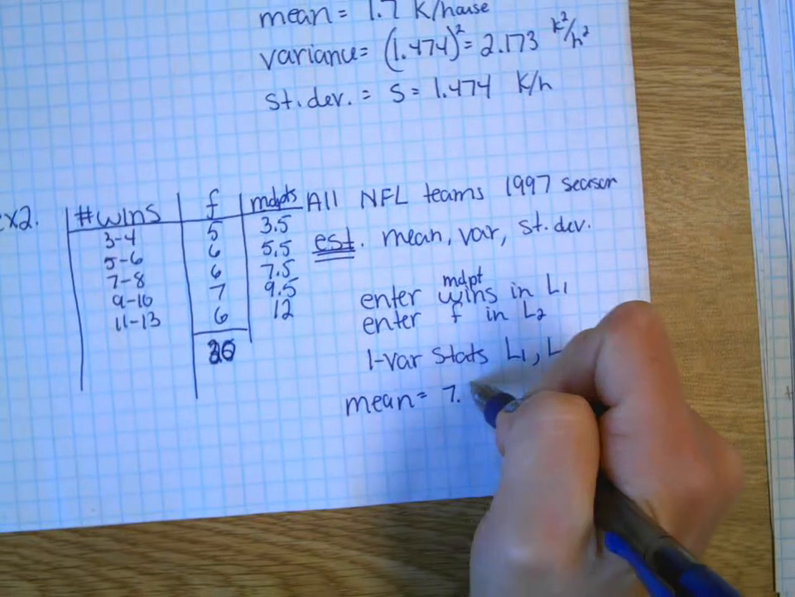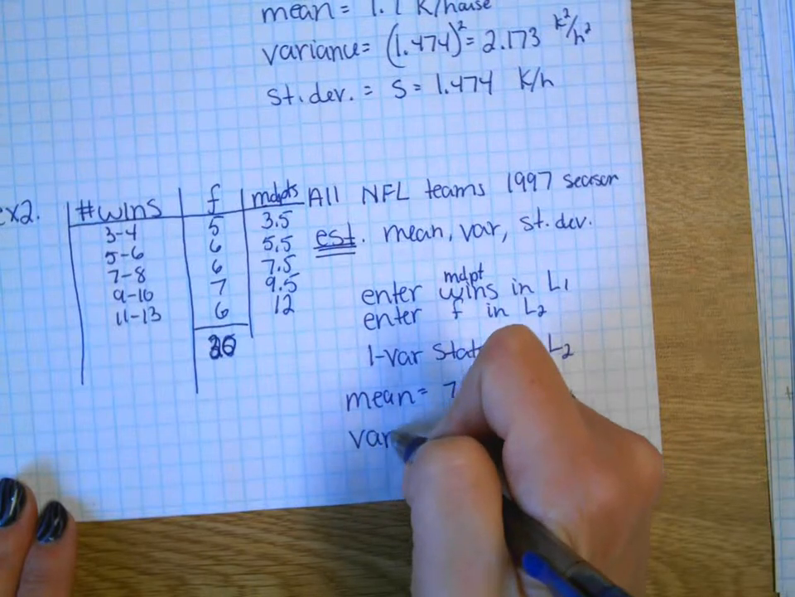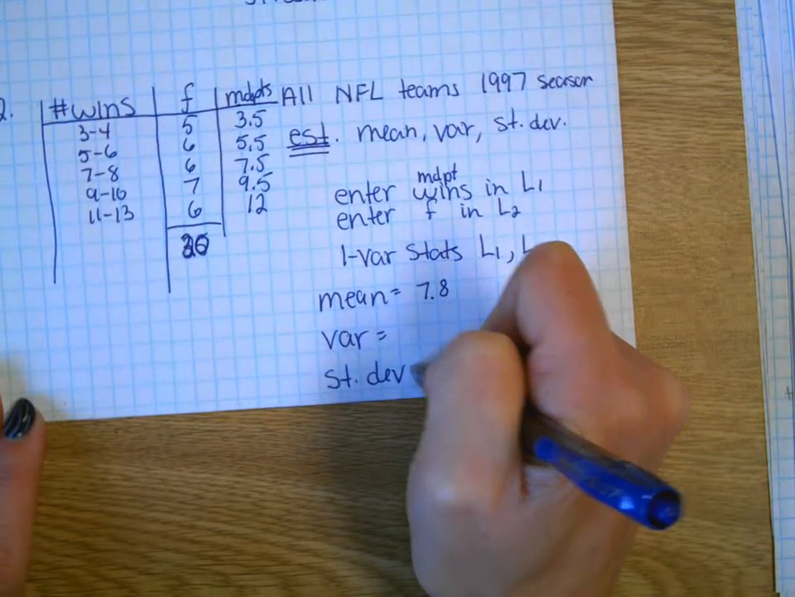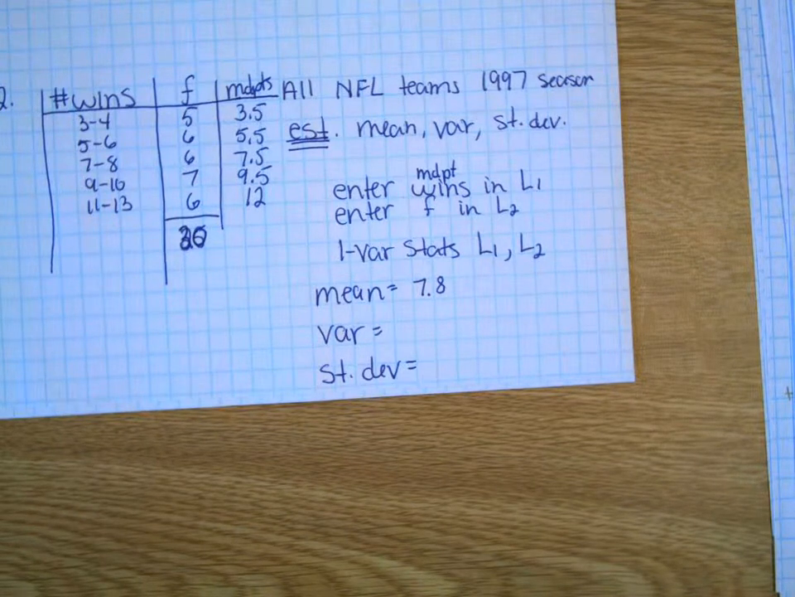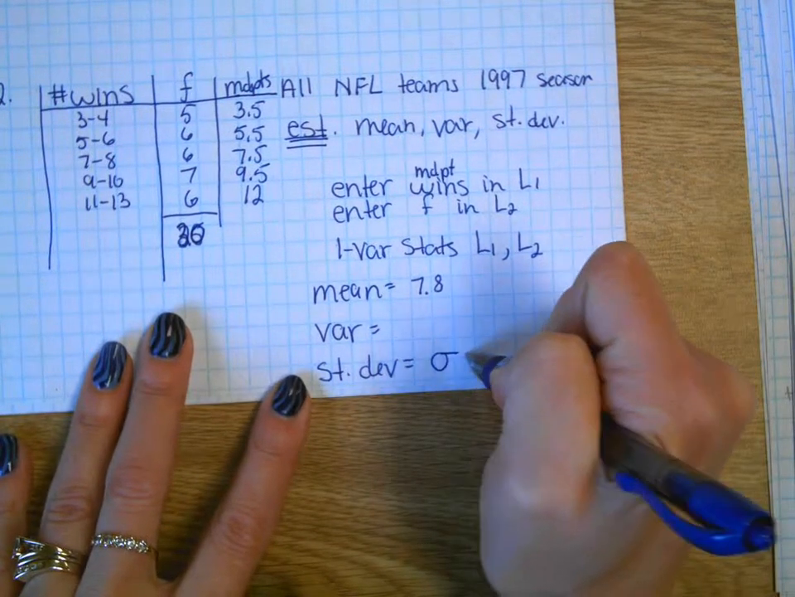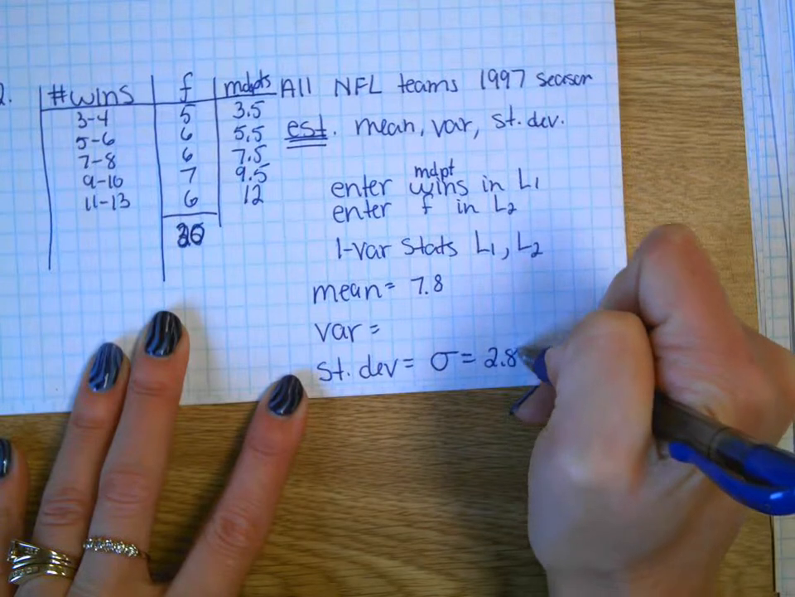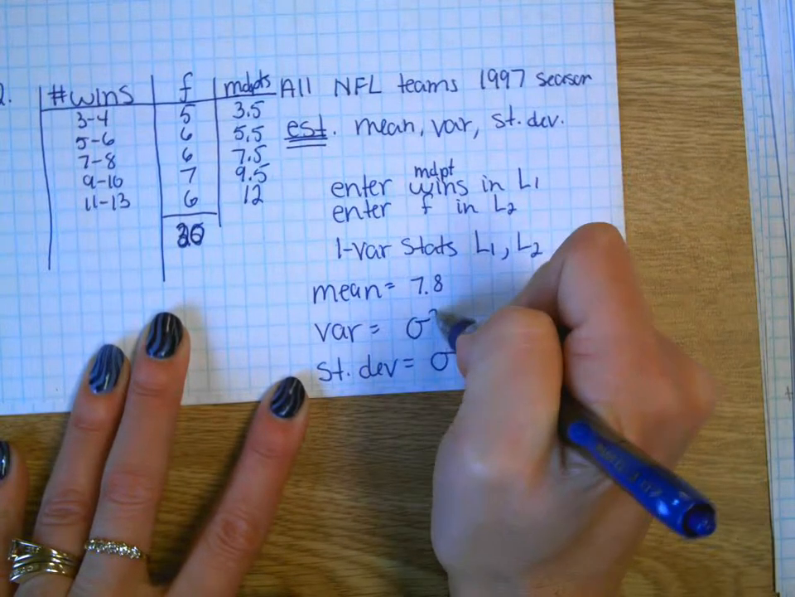So 7.8 is the average number of wins. The variance we'll figure out in a minute. And then there's always 2 standard deviations, the population one and the sample one. Which one do we want this time? Do you want the S or do you want the sigma? Sigma this time, because it's all of the NFL teams. Not a sampling of them, but all of them. So 2.891. And then how do you get variance? Square it.